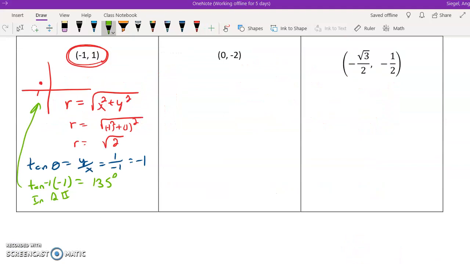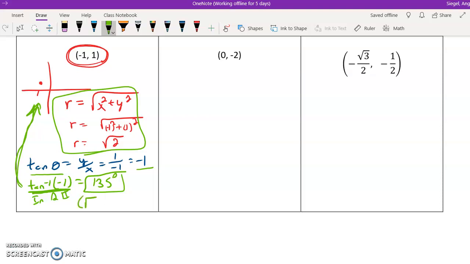Okay, so I did the math on this. R was pretty straightforward. We got the square root of 2. And then for theta, you set it up and you have tangent theta is equal to -1. We have to do the tangent inverse to find theta. So I looked back up here and we're in quadrant 2. So then I know that theta in quadrant 2 is 135. So my polar coordinate point, obviously there are others because we've found several before, this one would be square root of 2, 135.